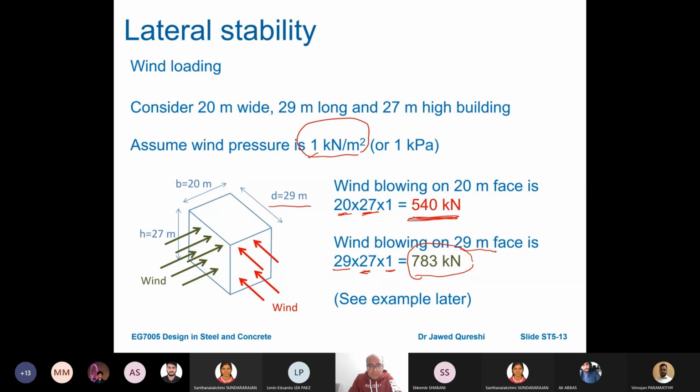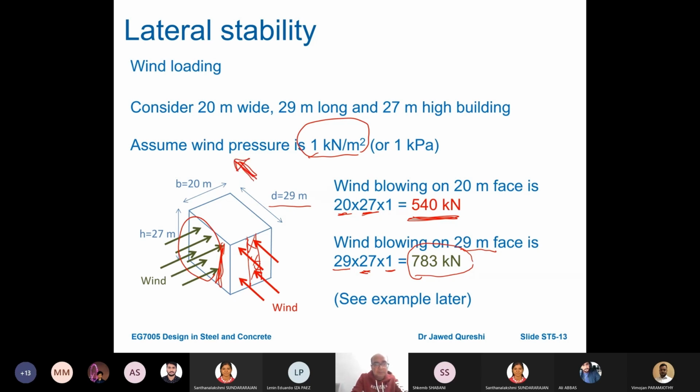Now remember, once again, that wind which is blowing on the short face, which is 20 meter, the lateral stability system that you provide on the longer face will resist that. And wind that is blowing on the longer face, the lateral stability system that you provide here, for example, if you provide bracing here, this wind force will be resisted by that bracing. This is a very important thing to remember: when wind pressure is being applied on the face, wherever you have a frame, the frame is going to try to move in this direction. So the entire frame will move in this direction.